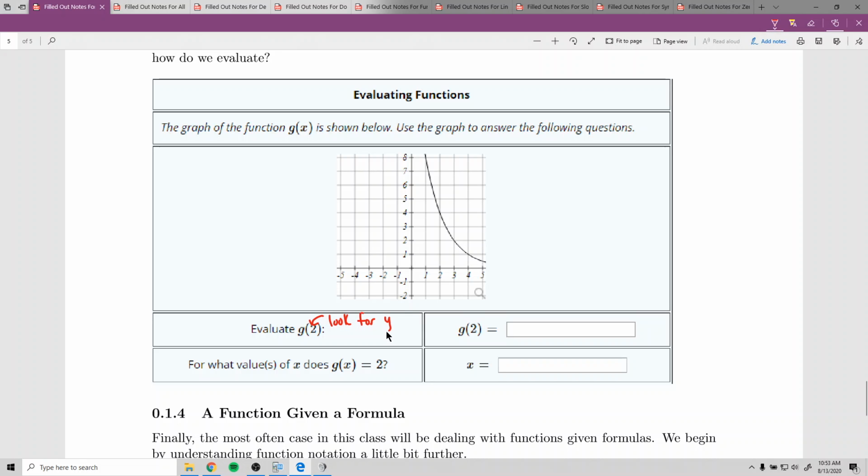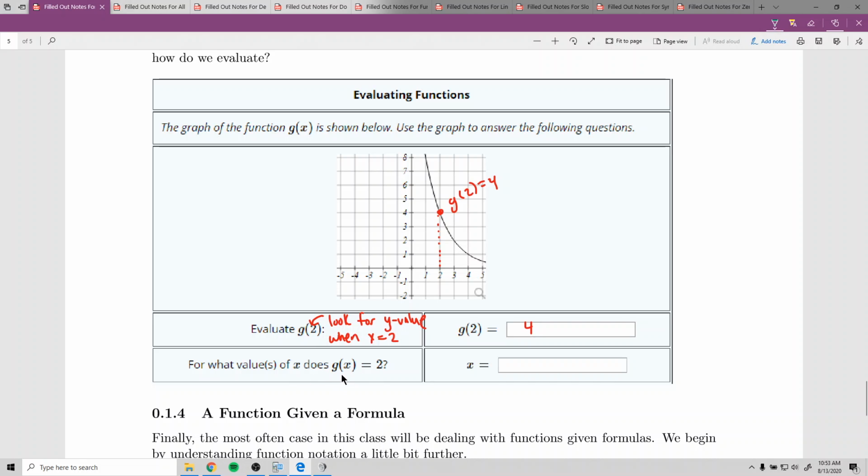This is telling you to look for the y value when x is 2. Right, so I go over to where x is 2 and I look up at the y value and I see it is 4. And that's our answer. g of 2 equals 4. The inside of the parentheses is the x value.